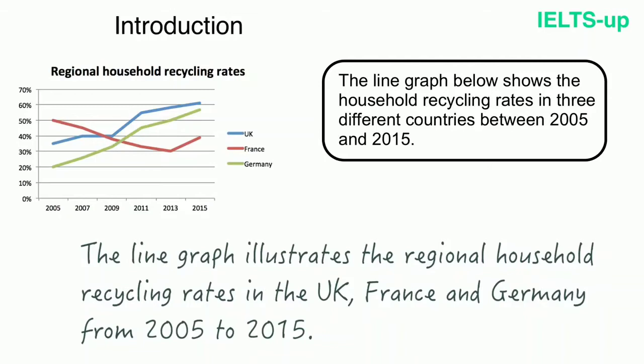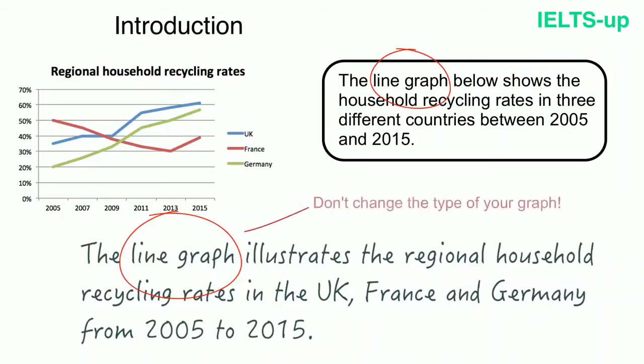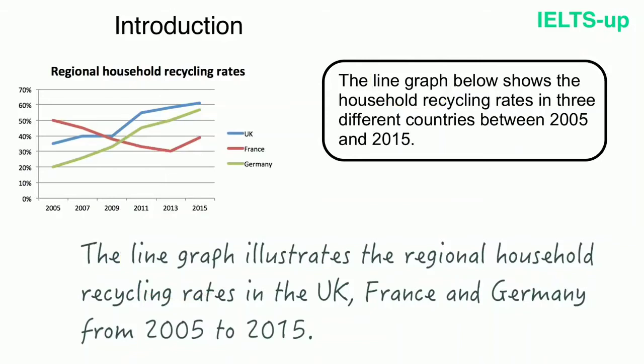As you see, the first 2 words were kept the same. I didn't change the line graph, and you should never ever change the type of your graph, because it will lose the meaning if you do so. So, if you have a table, keep the table. If you have a bar chart, keep the bar chart. And if you have a diagram, keep the diagram. I had the line graph, I did not change it, and after that comes the verb.